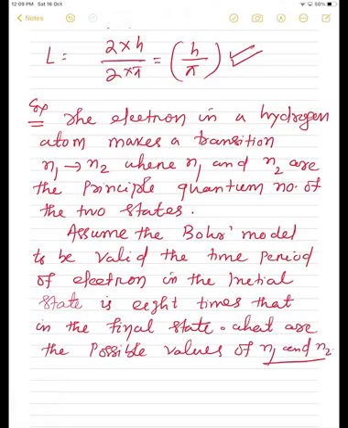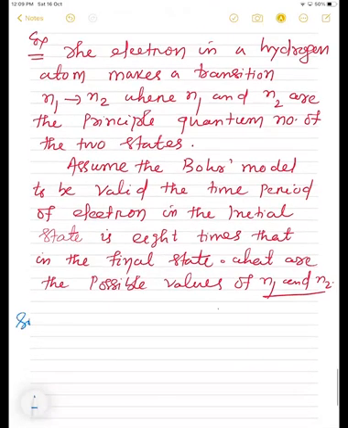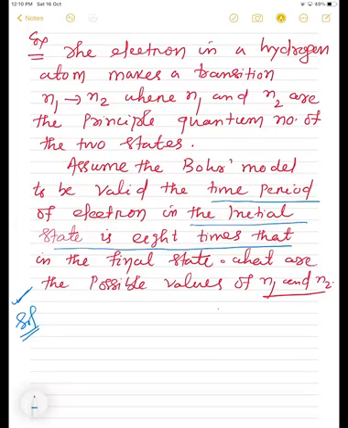Correct. Let's see the question. These questions, students, I'm telling you again and again, are not difficult. But what happens is students think these are difficult, though direct questions used to come on this. A transition from N1 to N2, the principal quantum numbers. Assume Bohr's model to be valid. The time period of the electron in the initial state is 8 times that in the final state.